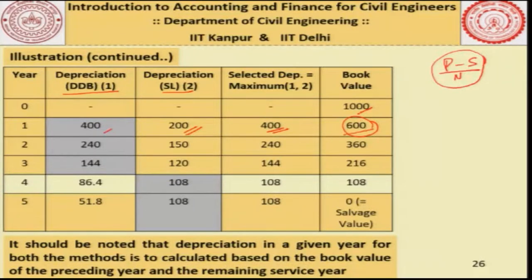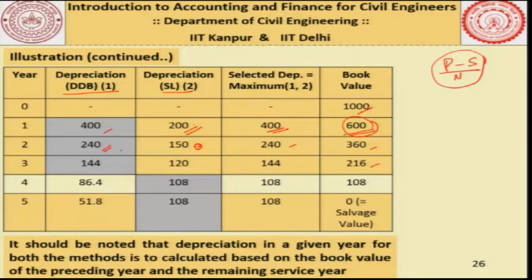Now, on this 600, we operate 40% and we operate the straight line method. That is, this number is not the same as 200. So, this is only 150 because it is 600, and now the remaining service life is only 4 years. Therefore, 600 divided by 4 gives me 150. Again, we take the maximum of the two, 240, this becomes our book value. Repeat this exercise, this becomes the book value.